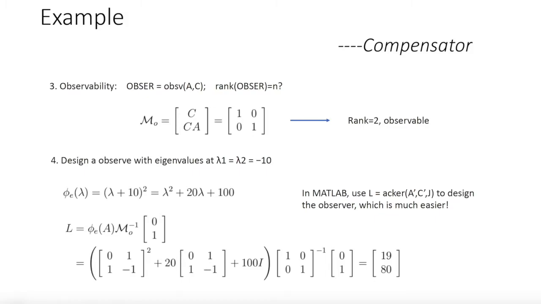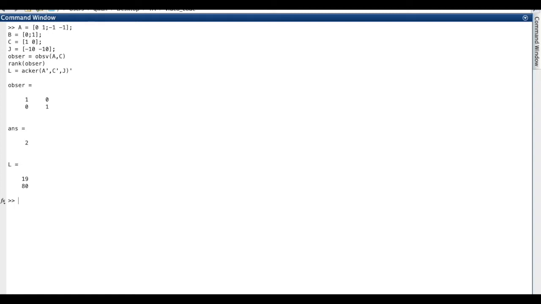And in MATLAB, we are going to put the eigenvalues of the observer of the system at minus 10 and minus 10. After making sure that the system is observable, the related gain can be computed as the values that we computed before, 19 and 80.